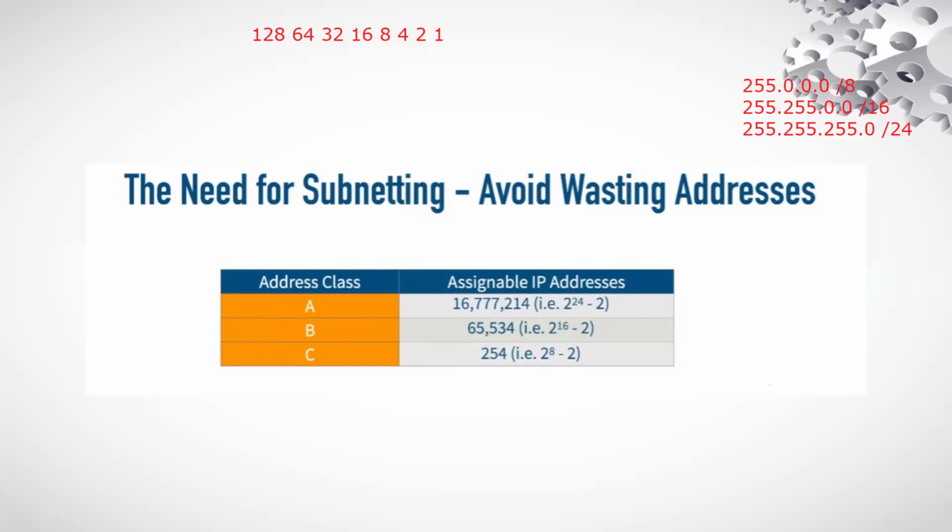Same way with class B. Class B is 2 raised to 16 because we only have two host octets. So that is 2 raised to 8 plus 8, that is 16, and minus 2. That much amount of IP is present only in class B. In class C, you have 2 raised to 8 minus 2, because we only have one octet free. That is 254 IPs.